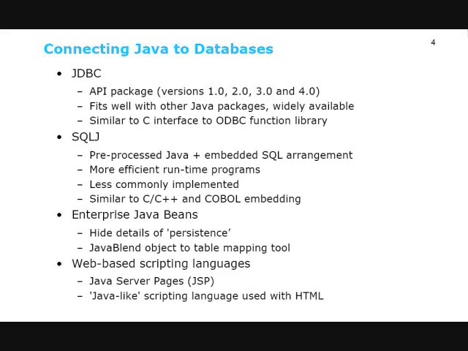This is preprocessed Java and embedded SQL arrangements. Sometimes it makes for more efficient runtime programs, but it's less commonly implemented. So we're not going to use it, but you should know that it exists. There are also things like enterprise Java beans that try to hide the details of persistency, so you can write kind of like code and make it persistent to that. We're not going to look at that either. And there are also web scripting languages like JSP, Java-like scripting languages. Again, this is not part of what we are going to cover. We concentrate on the JDBC package.